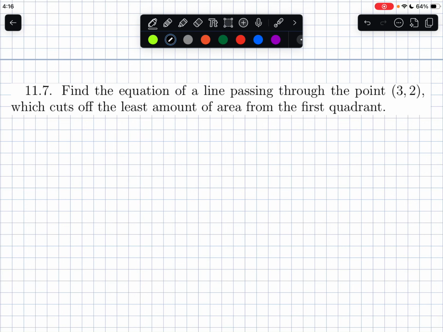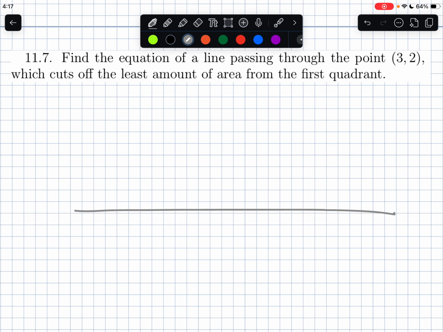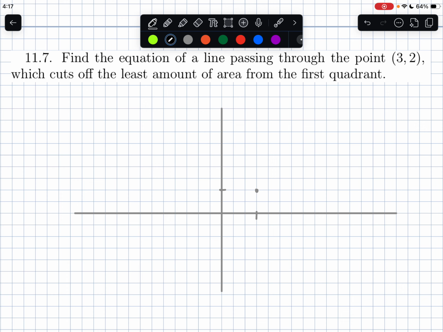Find the equation of a line passing through the point (3, 2), which cuts off the least amount of area from the first quadrant. So let us draw the picture. Say (3, 2) here. I draw a line. So a line could be this line, this line, this line, or maybe a vertical line, horizontal line. But we want the least amount of area cut off from the first quadrant.